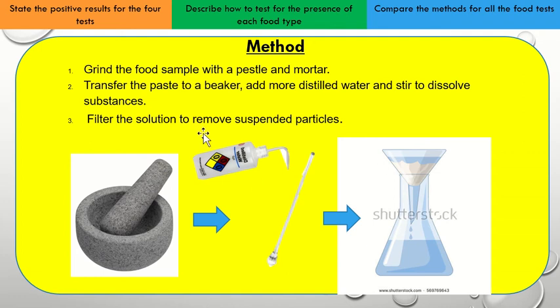We would then filter that solution. You can see in this diagram we've got some filter paper, and this is a funnel. So we would filter that solution to remove any suspended particles. Any bits of that food left over would be caught in the filter paper, and then we would be able to use the filtered solution.